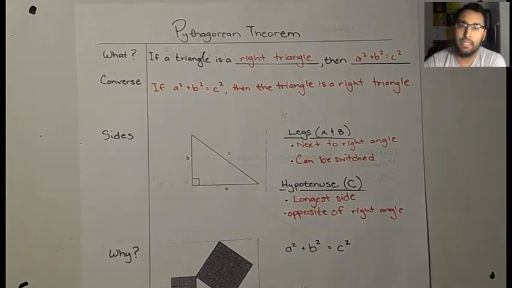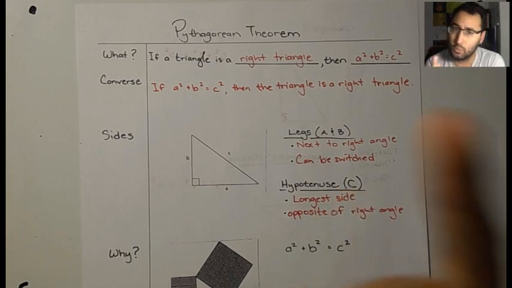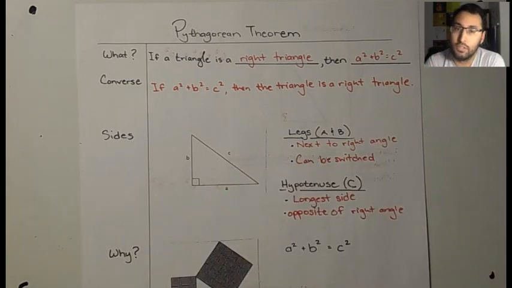The converse of that, now when you have an if-then statement, that means if a, then b. The converse of that means if b, then a. You're just switching the two things. So the converse of the Pythagorean theorem is if a squared plus b squared is equal to c squared, if that is true, then we can determine that a triangle is a right triangle.